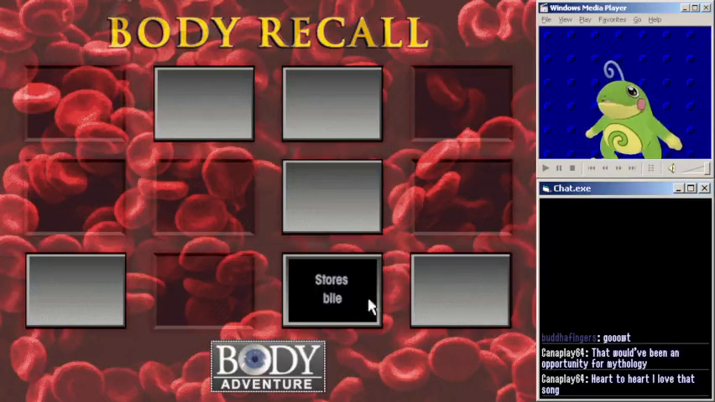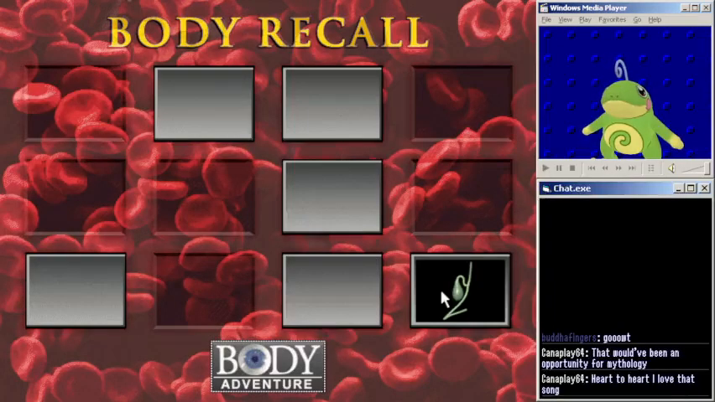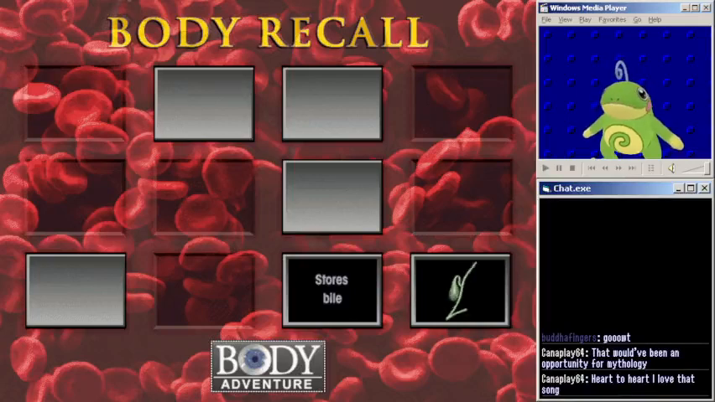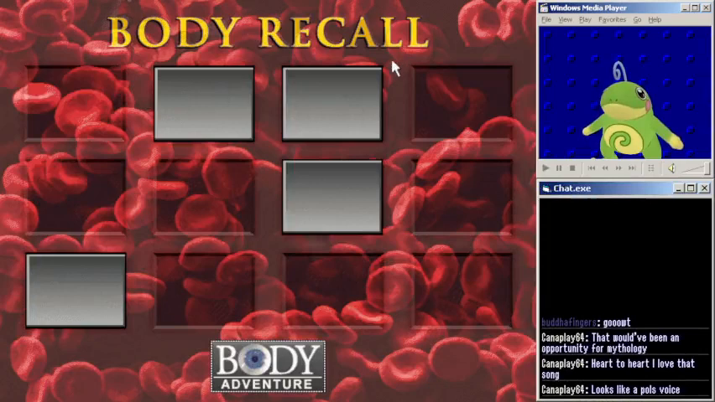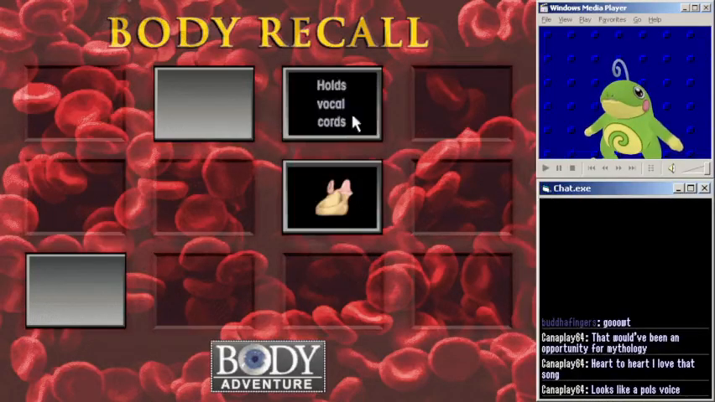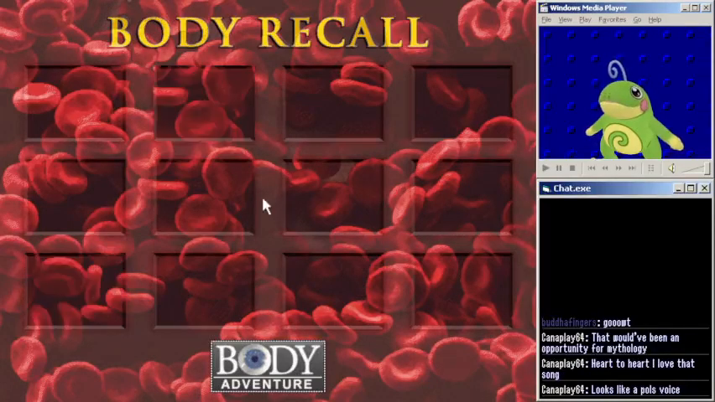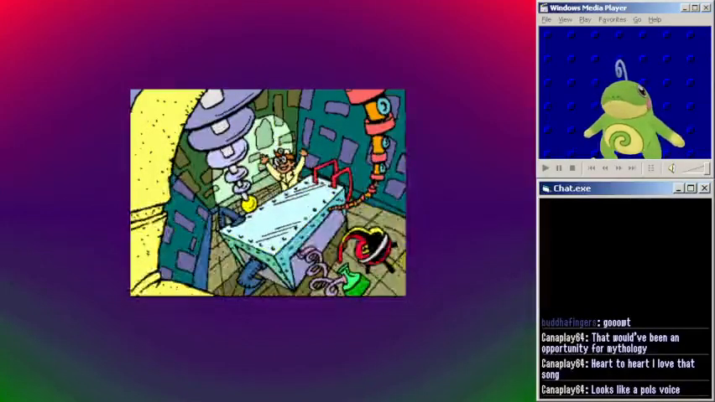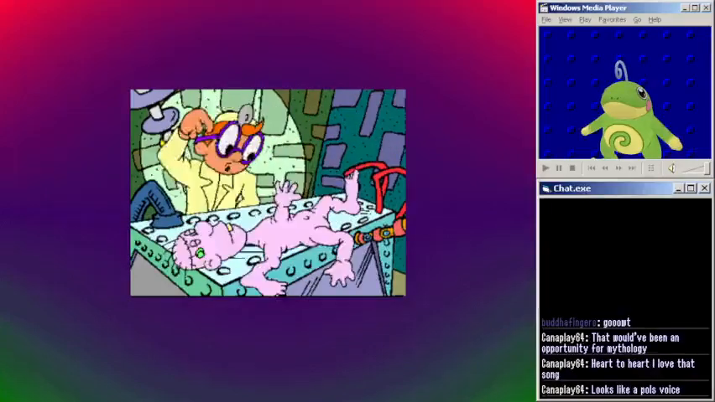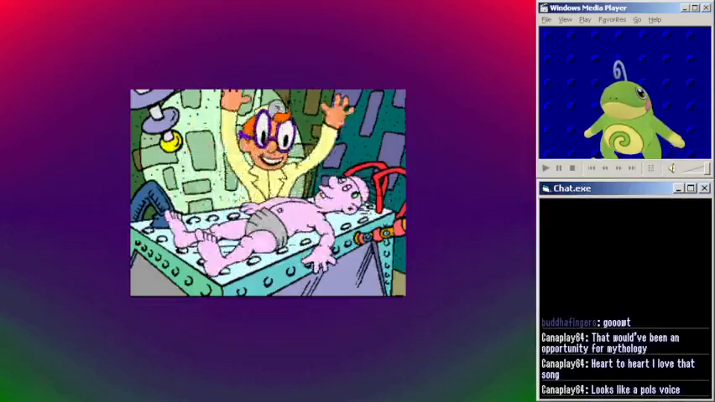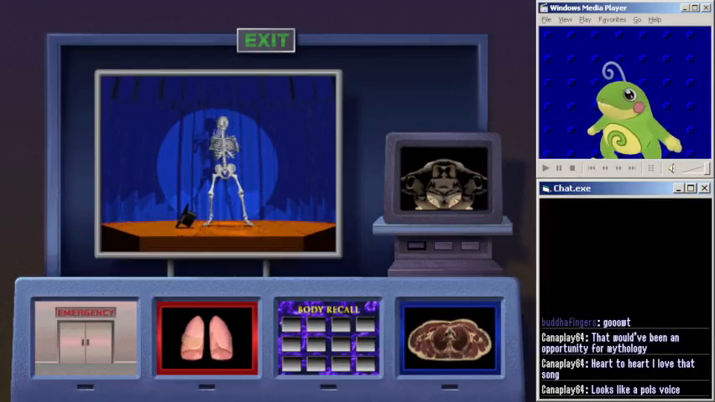Stores bile. Gallbladder, yeah. And once again, fresh on the vine. Looks like a bold voice. Oh. Larynx. Oh, okay. So that's what that is. Probably didn't know it looked like that. Pancreas. Oh, that's the pancreas. Nice. Okay, here it comes. You did good, kid. Worth doing.